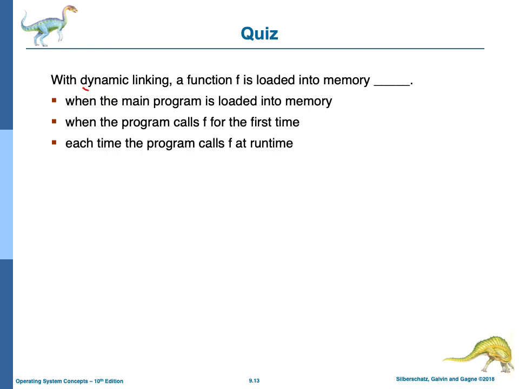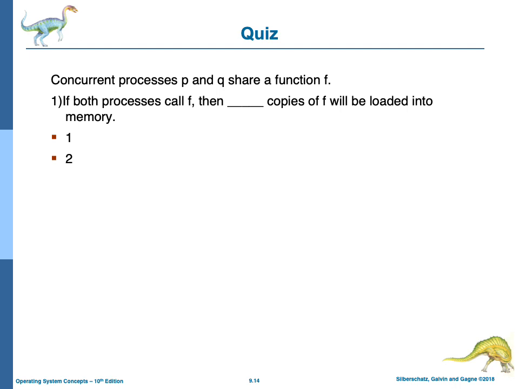So the opposite is dynamic linking. The function f will not be loaded when the main program is loaded, but actually when we need it and we call that function f. And if we have concurrent processes P and Q that share that function f, and both call function f, then we have just one copy in memory and they both share it.